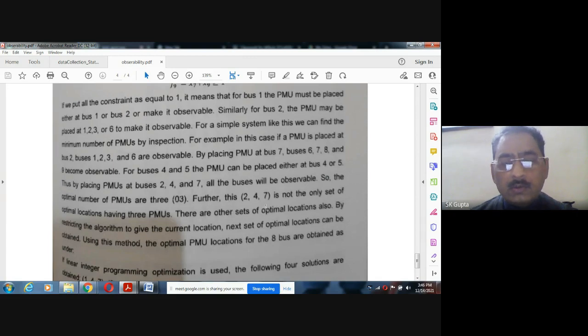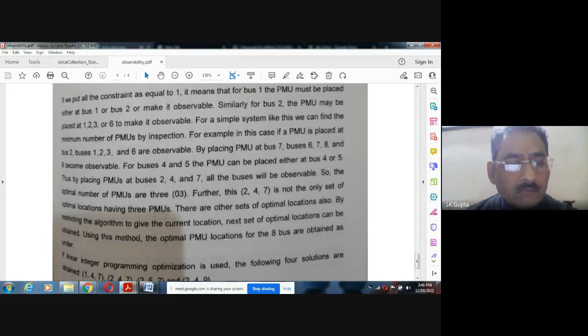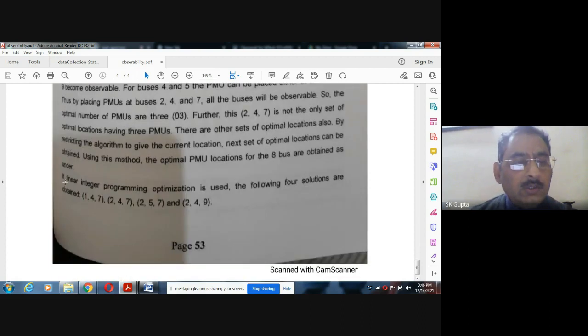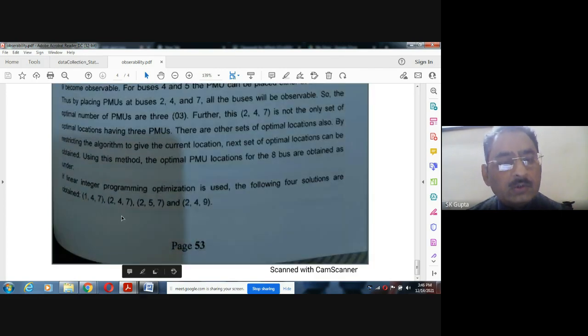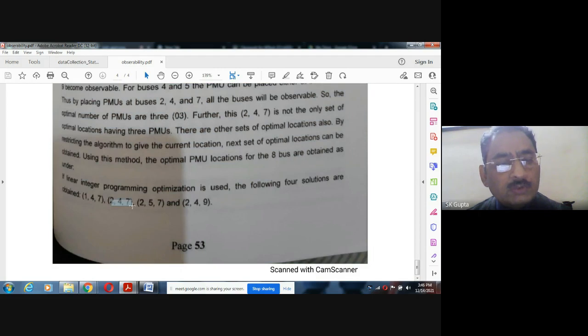तो इसमें हमने फाइनली some conclusion was drawn here. Say if a linear integer program optimization is used, the following 4 solutions are obtained. जरूरी नहीं है इसके लिए, just to have the complete सिस्टम ऑब्जर्वेबल, हमारा जो लोकेशंस आए हैं, पीएमयू की पोजीशंस आए हैं, वो हमेशा जरूरी नहीं है कि फिक्स. इसमें हमने क्या था 1 4 7 पे लगाने पे पूरा सिस्टम ऑब्जर्वेबल हो जा रहा है, इससे भी हो जाता है. Not only this, in place of 1 4 7 if you connect at 2 4 7 then also system is observable. If you connect at 2 5 7 then system is observable. If you connect 2 4 9 then system is observable. मींस दीज आर द 4 सॉल्यूशंस.